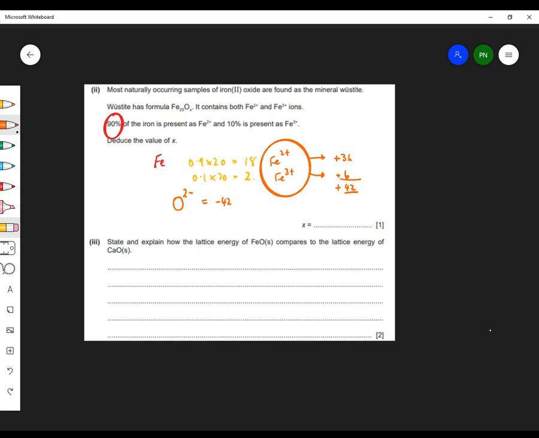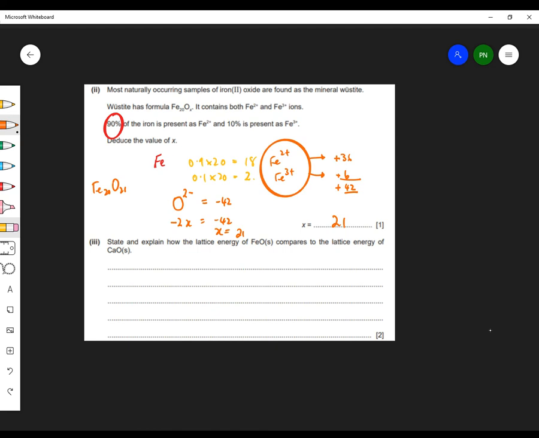So I could write it like that if you like. Minus 2, that's the charge. X is equal to minus 42, and from which we get X is 21. So the formula for this is Fe20O21. All right, that's how I did it.